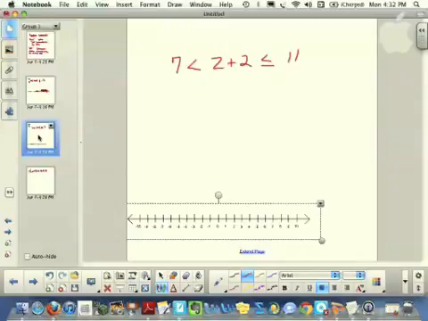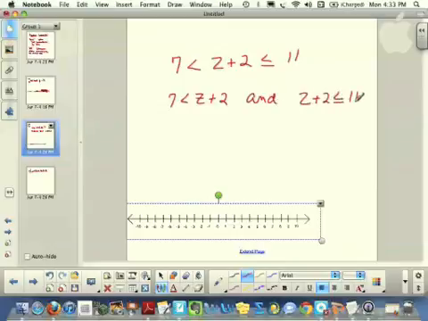Notice this one's written in what is called interval notation. It is between two numbers, and it's read z plus 2 is greater than 7 and z plus 2 is less than or equal to 11. I can write that as two separate inequalities, and I can put the word and between them. Now I'll solve both of those inequalities.